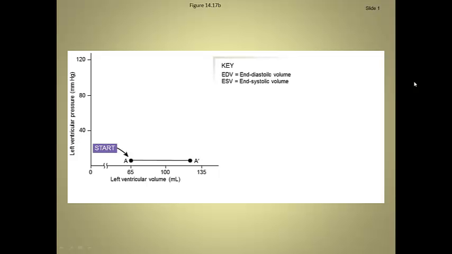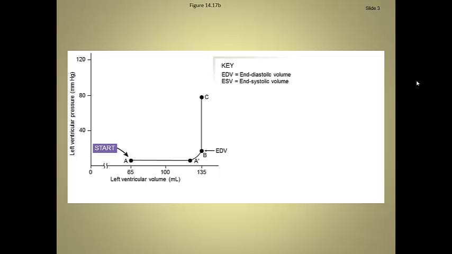Now we're going to start off here with just the lower portion of the graph. So we start at the letter A, we're going to go to A prime, and this is just passive filling of the left ventricle. So here, blood is returning to the atria. It's basically just falling freely through the AV valves, just purely due to gravity. At A prime, we're going to see atrial contraction. So from A prime to B, the atria contract. They're going to push the last bit of blood into the ventricles before those AV valves close.